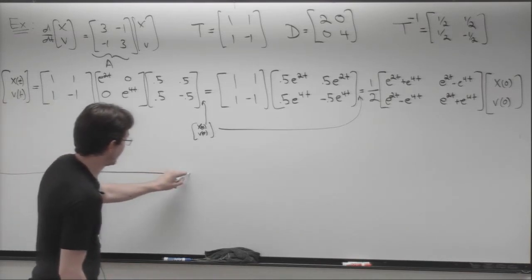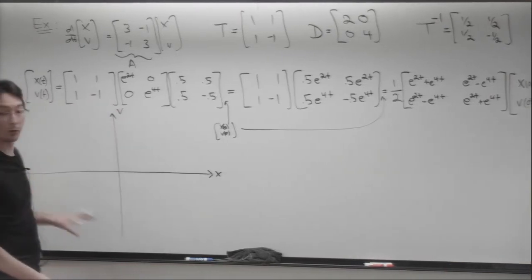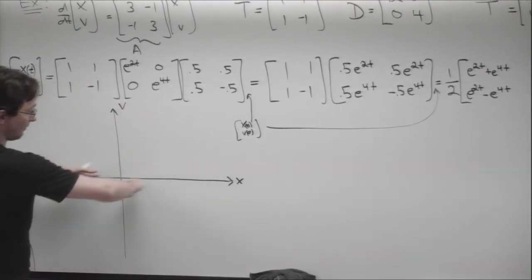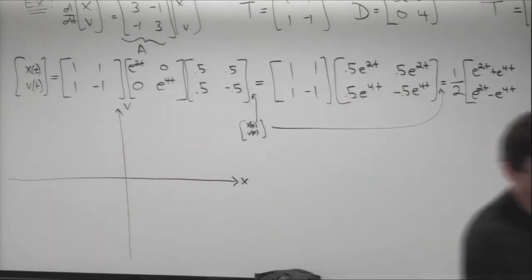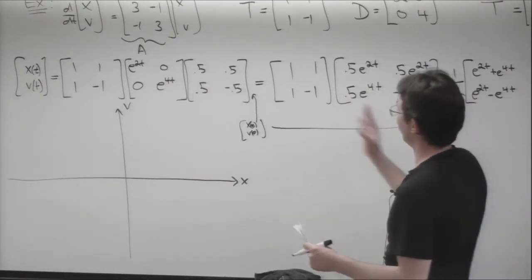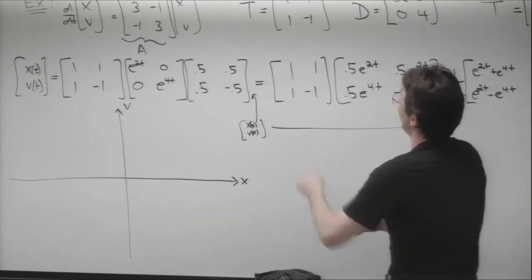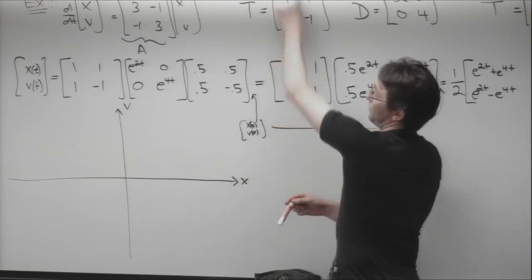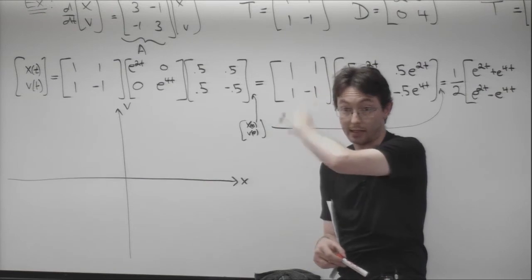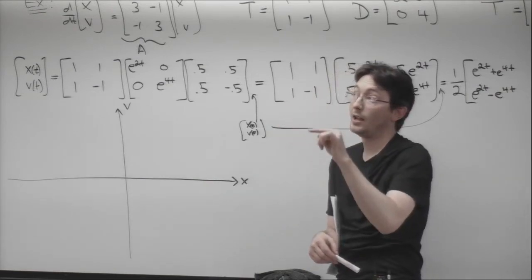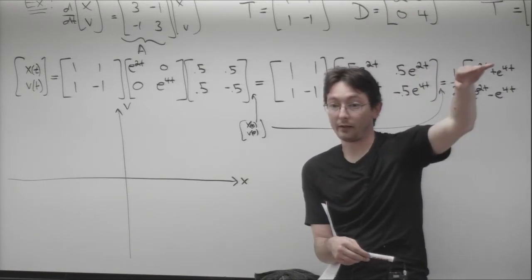So I can write the xv plane. This is my phase portrait. It has my position and my velocity. Last time we recognized that if we have eigenvectors of A, then if I multiply A by that eigenvector, everything stays in that eigenvector. Or if I multiply e to the at by that eigenvector, everything stays in that eigenvector.